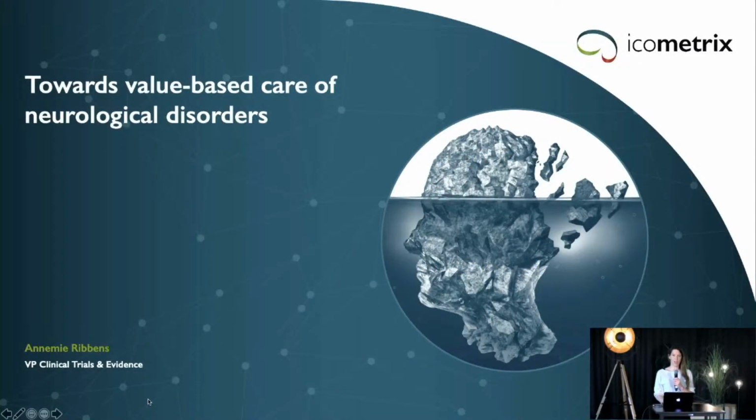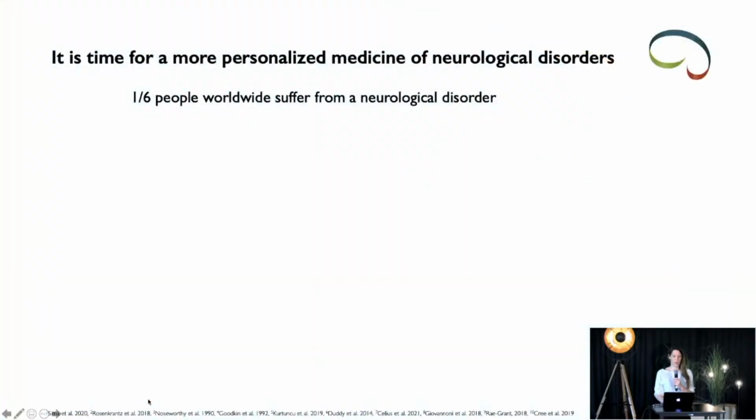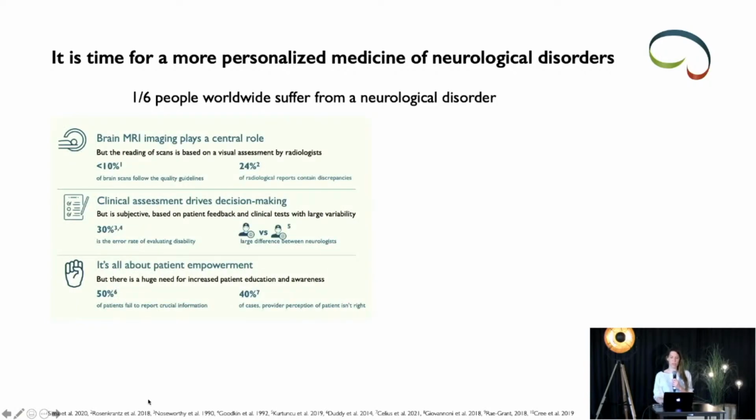Towards value-based care of neurological disorders. 1 in 6 people worldwide are suffering from a neurological disorder. Brain MRI scans play a crucial role in terms of detection and monitoring, but less than 10% of the scans is actually acquired using an optimal protocol, and radiological reports often show discrepancies.